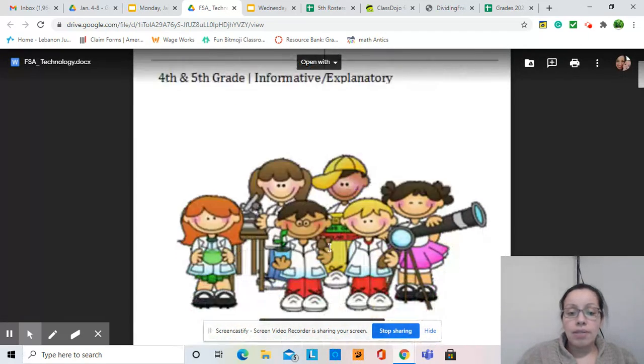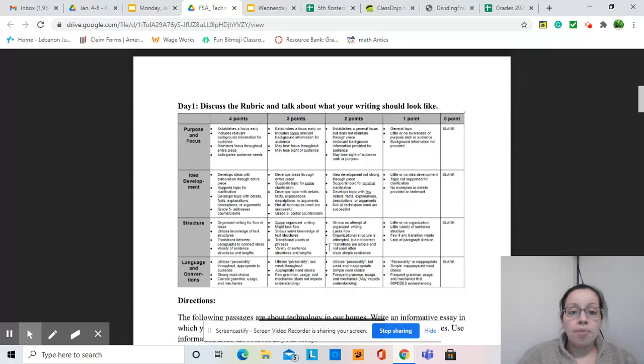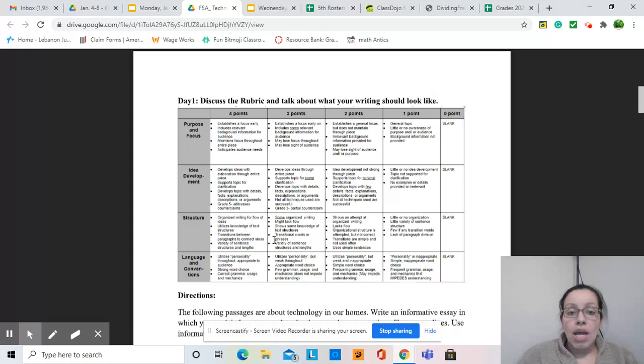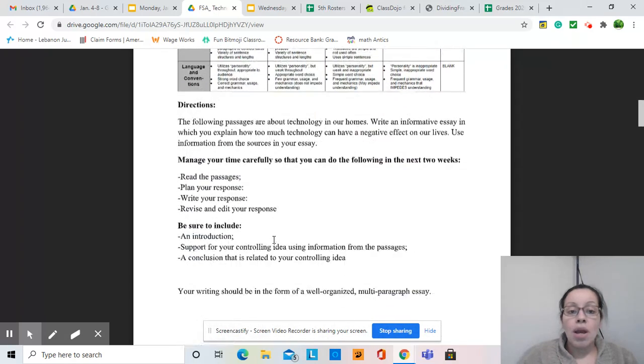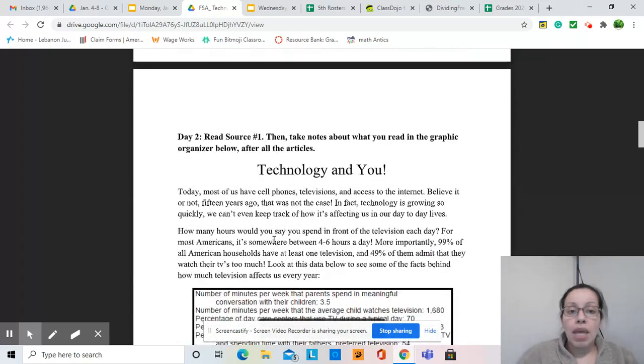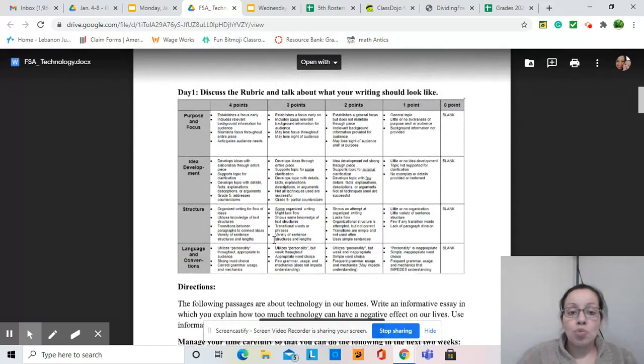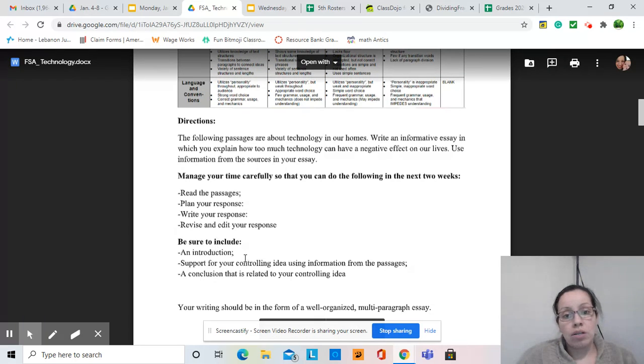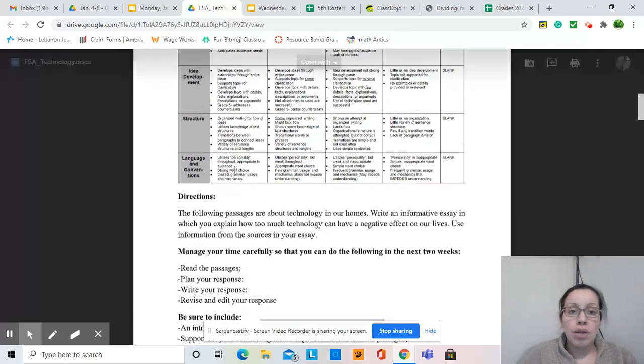You will see a document where it says this. Obviously, it's not 2016, and you know that. And then there will be a rubric. This rubric is really important for us because we want to make sure that you know what we're looking for. So for today, the only thing you need to do is to look at the rubric and pace yourselves. Read the directions, manage your time, plan how you're going to manage that time, and be sure to include. And obviously, there are some reminders on what you need to include.